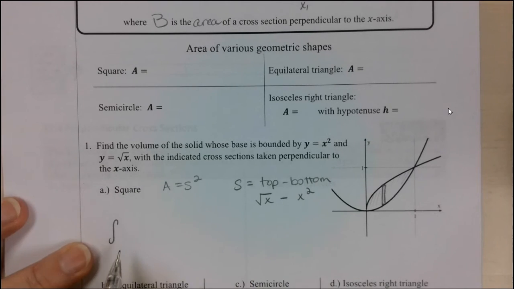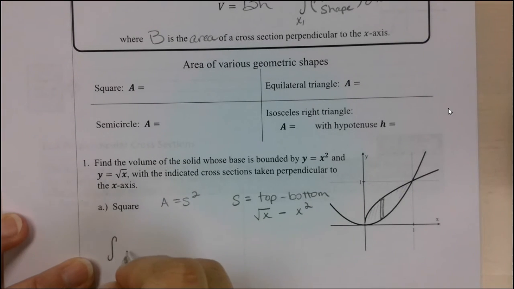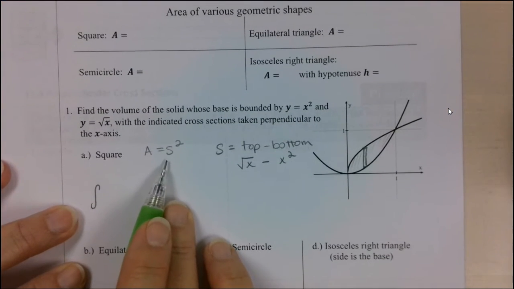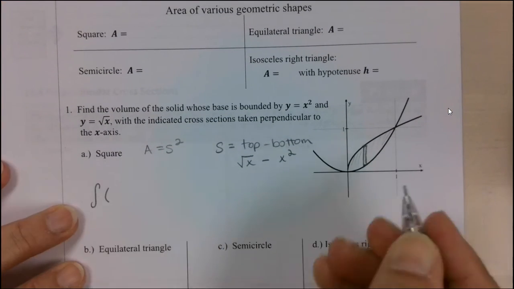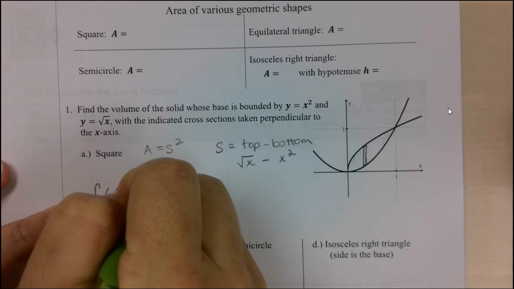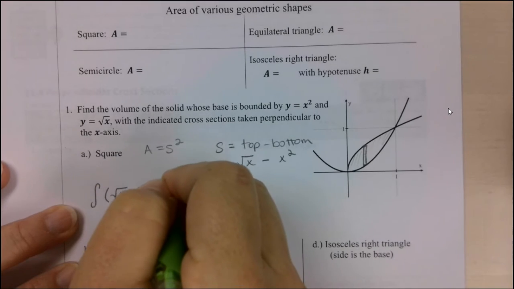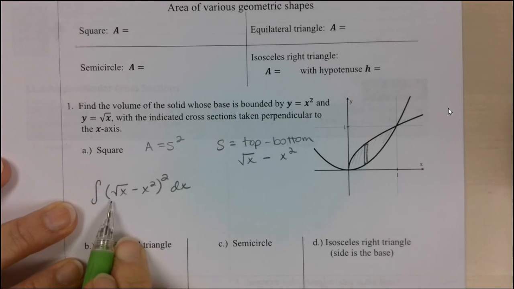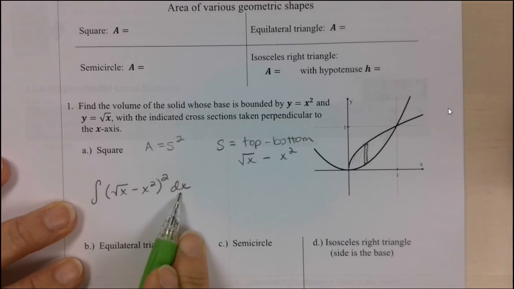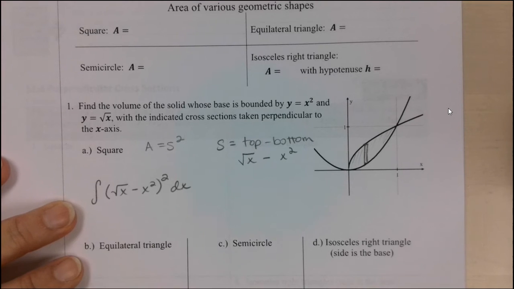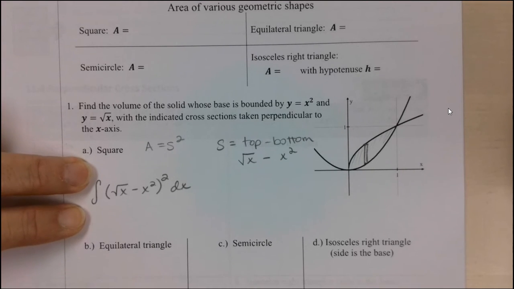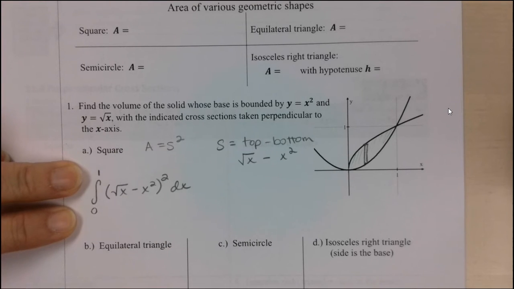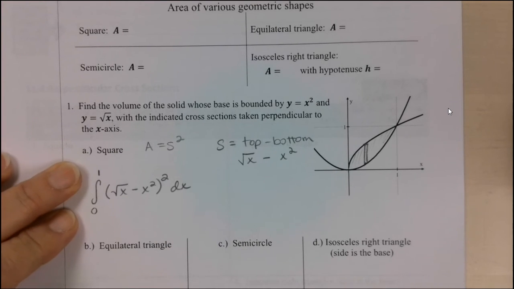This is going to be the integral of the area of the shape. My shape is a square, area is side squared. And so I'm going to do square root of x minus x squared, squared, dx, side squared times the height of the prism, which is our dx. I need limits on the integral. We're starting at 0, and we're going to 1.